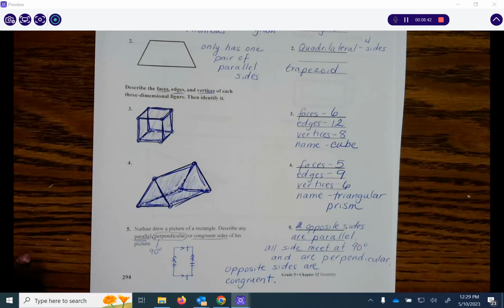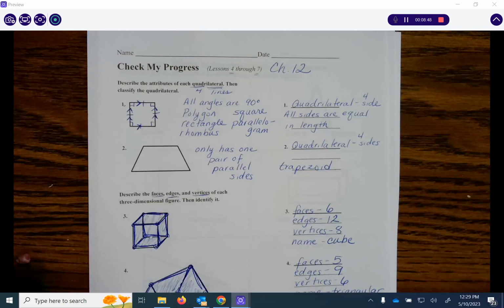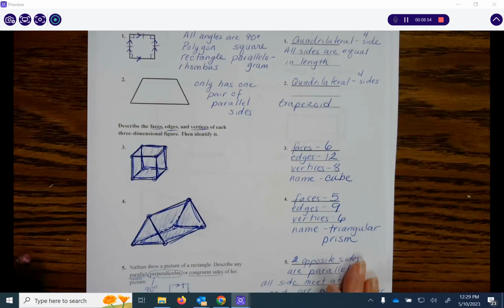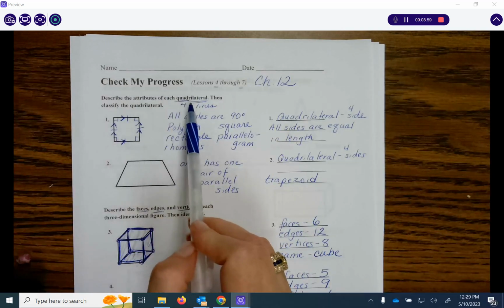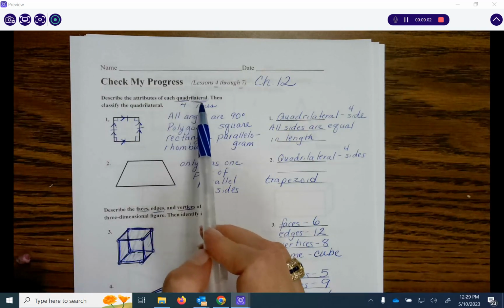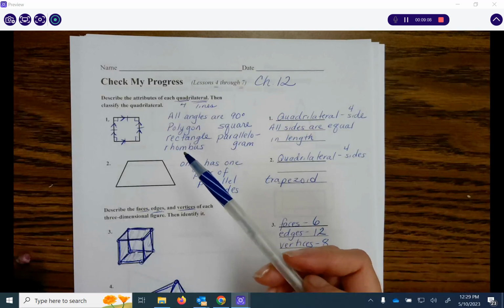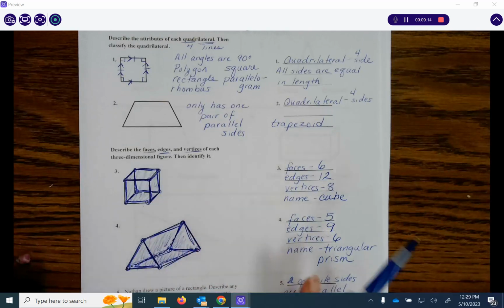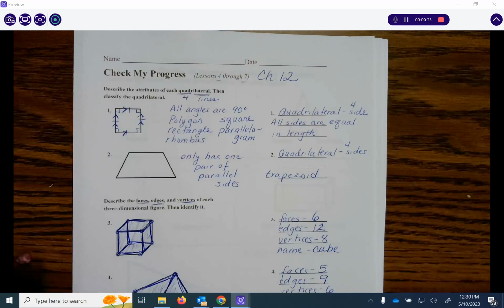And there you have it. So this is just a guide for what you need to know. There might be different shapes on your quiz, but the questions are going to be relating to attributes or characteristics of quadrilaterals. So you're going to want to know things like parallel, congruent sides, opposite angles, 90-degree angles. You're going to want to know faces, edges, and vertices, parallel, perpendicular, and congruent. And I wish you very good luck on your quiz.